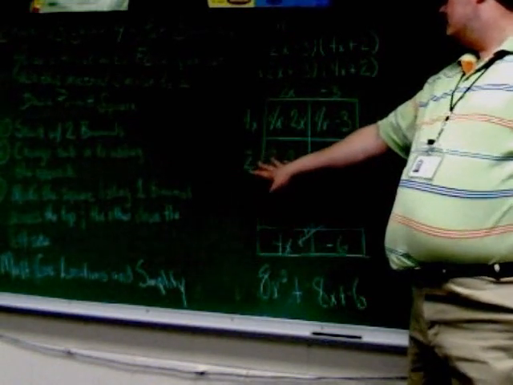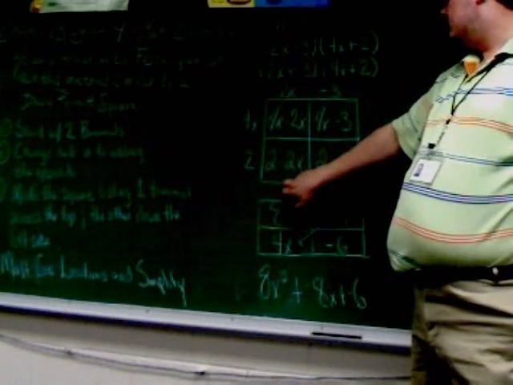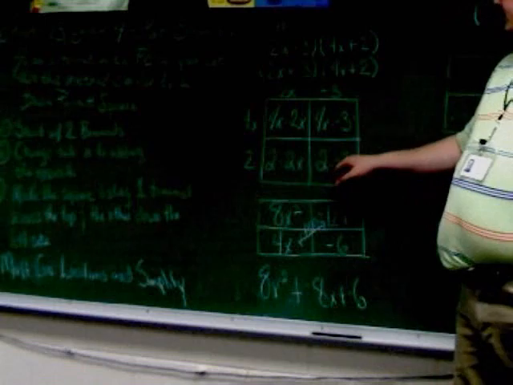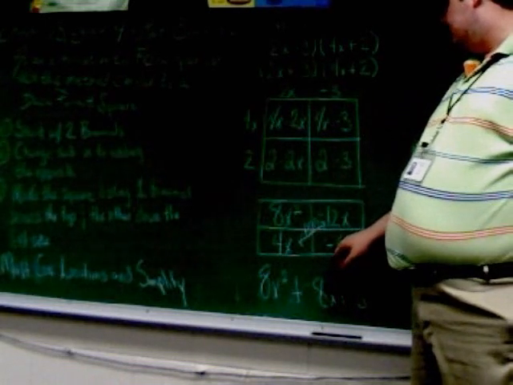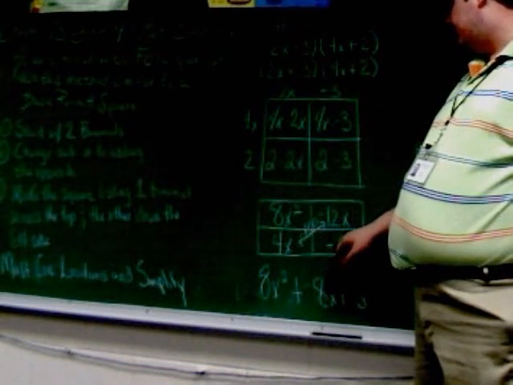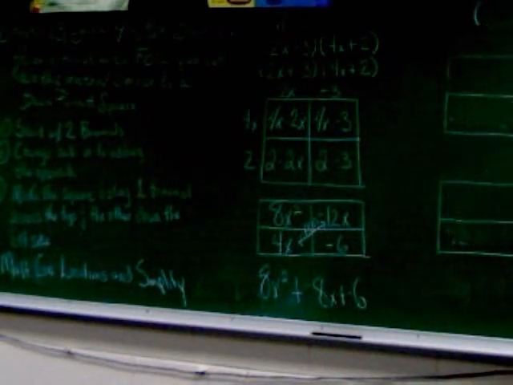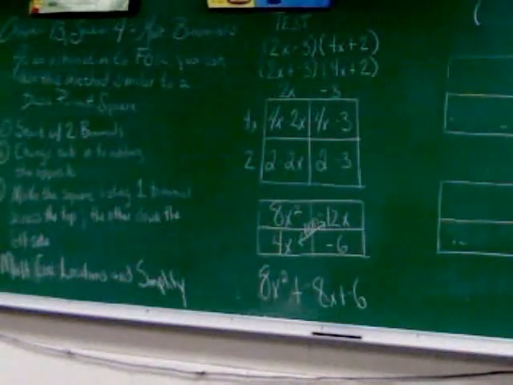This box here, 2 times 2 is 4. Stick that x on the end, 4x. And 2 times negative 3 is negative 6. So now we're at the point where we just got to add all this stuff up and we're done.